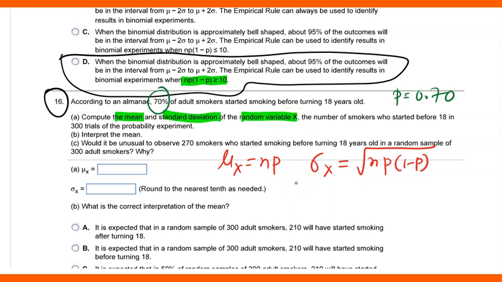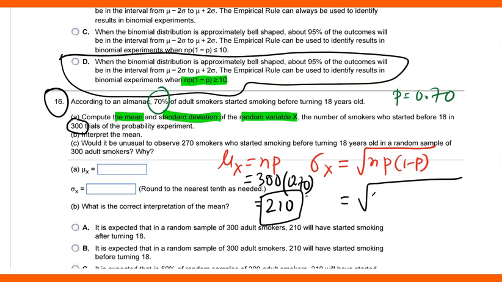What's the n here? n is the number of trials, and here it is the number of smokers who started before 18 in 300 trials. So n is 300. Therefore, we put 300 times p, which is 0.70, giving 210. That's the mean of the random variable. The standard deviation uses a similar formula: the square root of n is 300, p is 0.7, 1 minus 0.7.